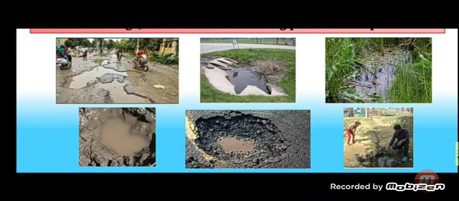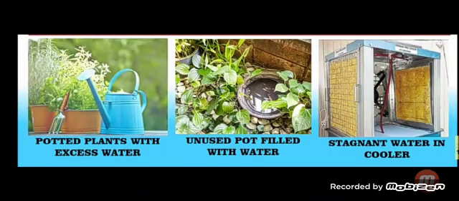Mosquitoes usually breed in the excess water in potted plants or empty flower pots. So make sure you do not overwater these plants. Keep the water pots, coolers and tanks clean. They should be dried every week.